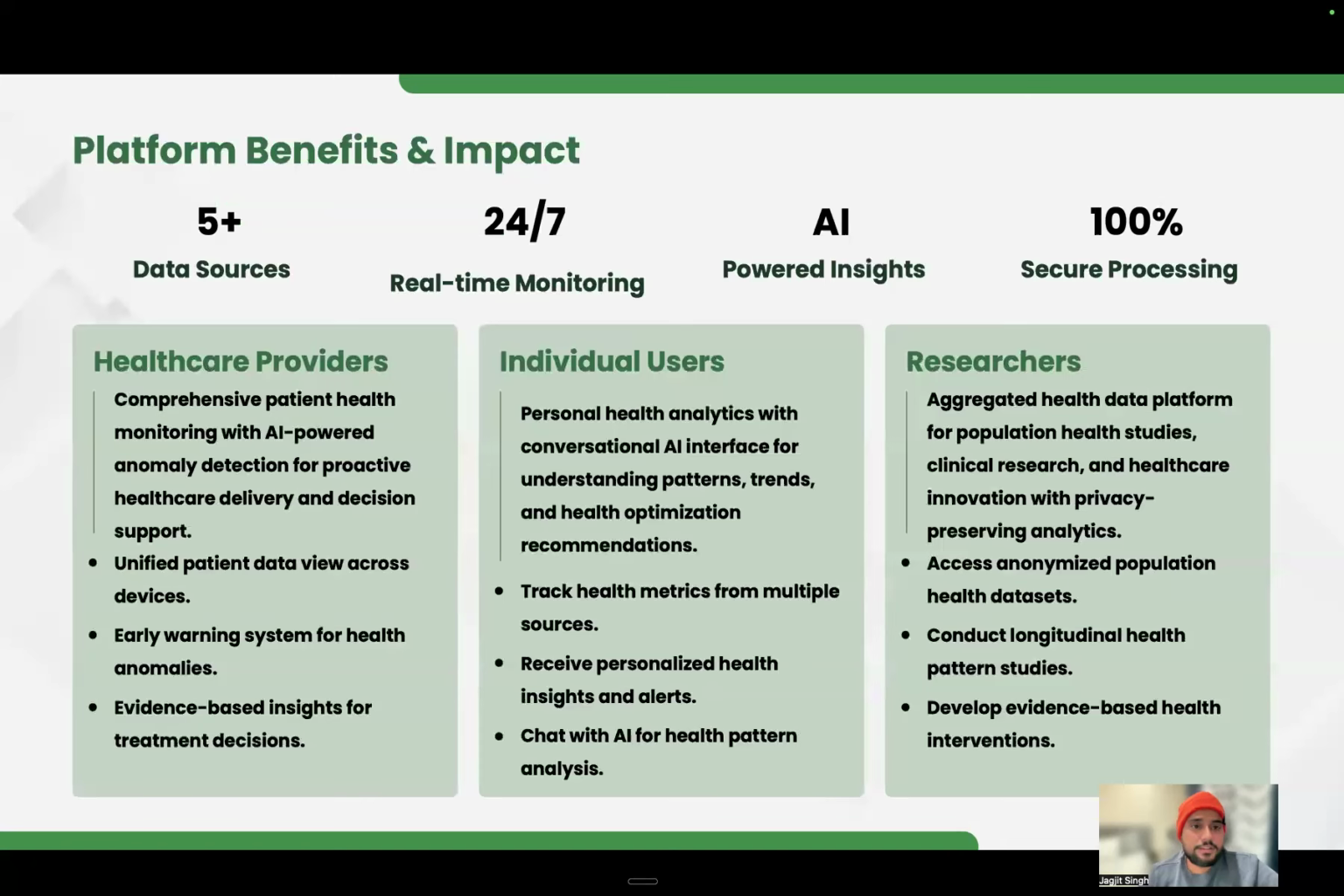Finally, some of the benefits and impact our platform will make: individual users can analyze their personal health data. This will help them track all the metrics in one place and have a story of their data set. Also, healthcare providers and researchers can benefit from this because it is a unified platform where the data comes into one place.